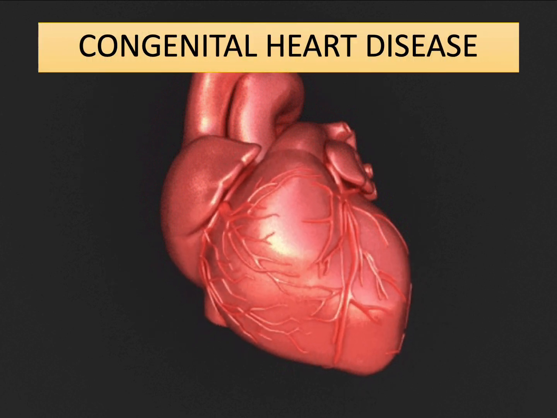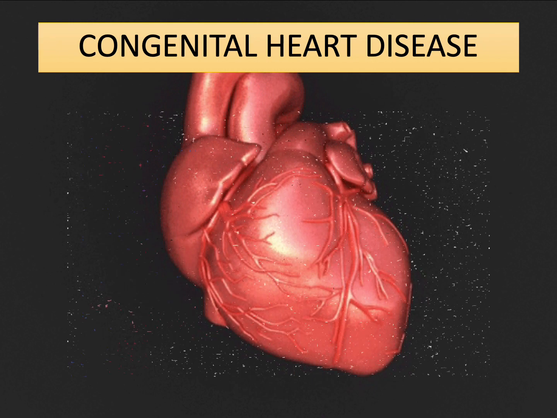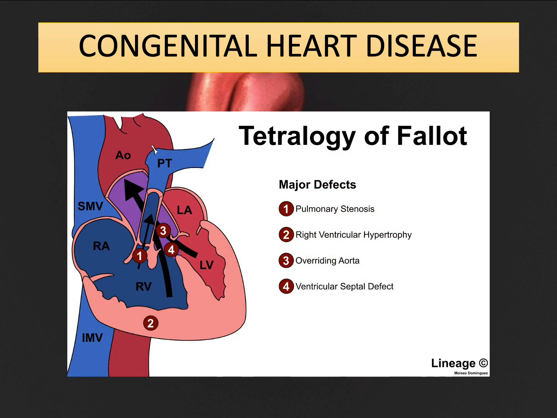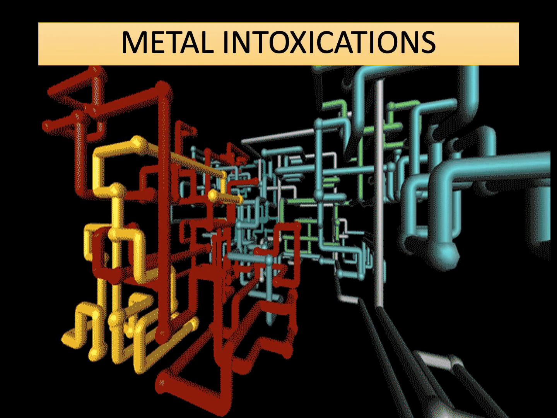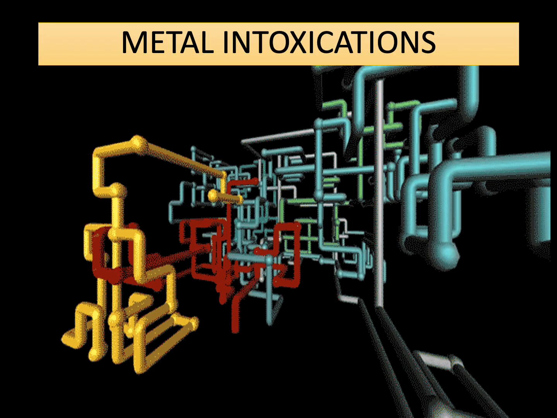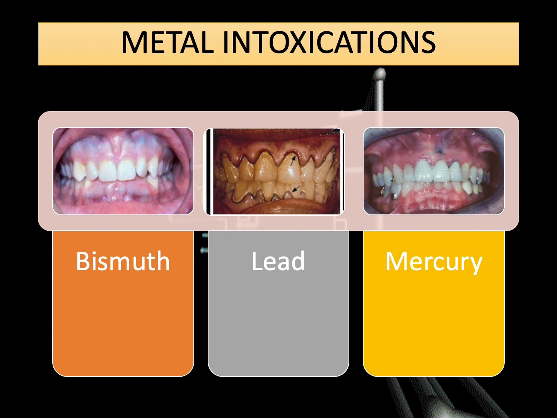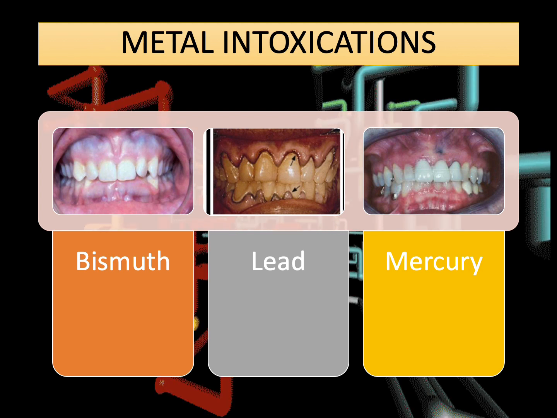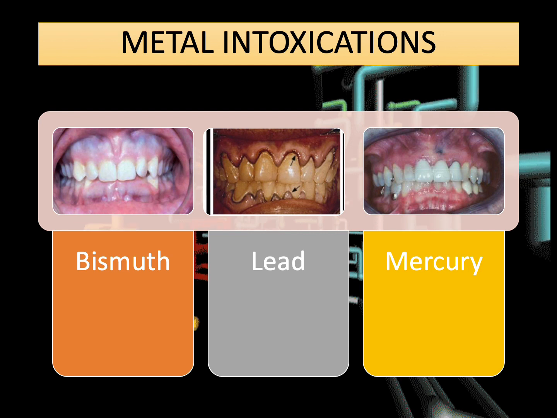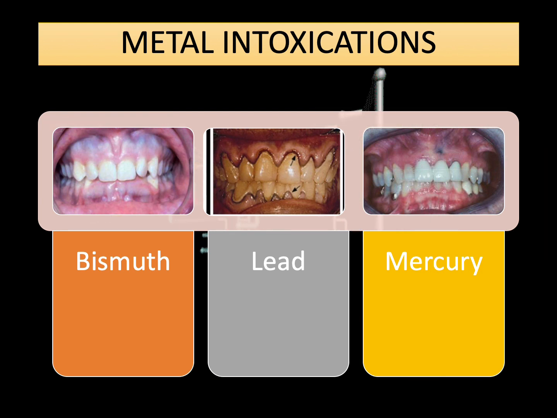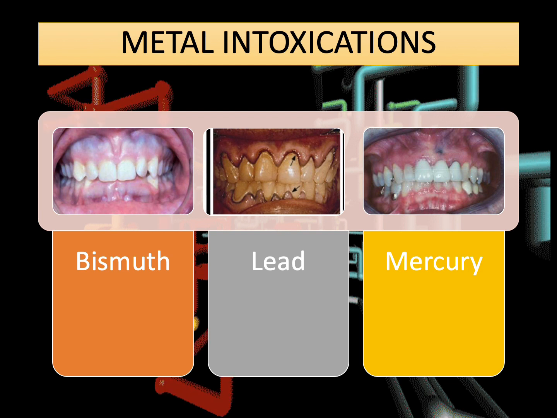Moving on to the effect of congenital heart disease on the periodontium. In tetralogy of Fallot, the tongue appears coated, fissured, edematous, and there is extreme reddening of the papilla. In case of metal intoxications such as bismuth, lead, and mercury, pigmentation in the gingiva is seen along with mucosal changes. Bismuth intoxication shows bluish black discoloration. Lead intoxication shows a linear Burtonian line. Mercury intoxication presents with a metallic taste.